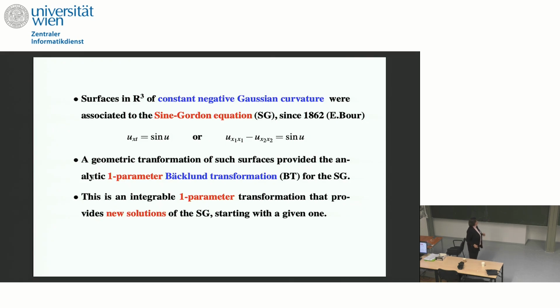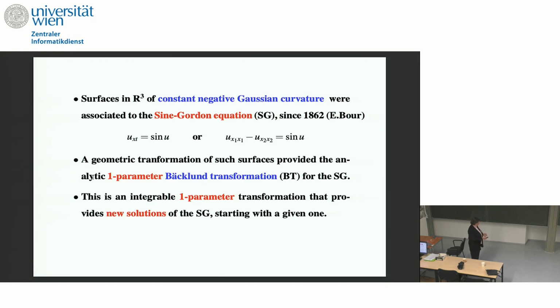Then the geometry of -1 Gaussian curvature showed how to obtain a transformation from such a surface into another one, and this was done by Bäcklund. This geometric transformation was then interpreted analytically in terms of what is now called the Bäcklund transformation for the solutions of the equations. You start with a solution, and the Bäcklund transformation is an integrable system that provides you new solutions of the same equation.